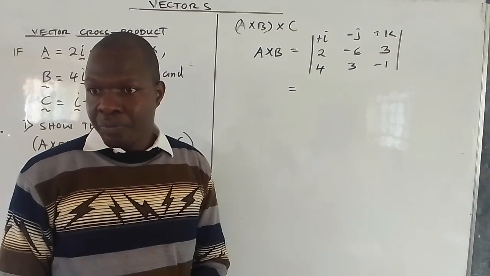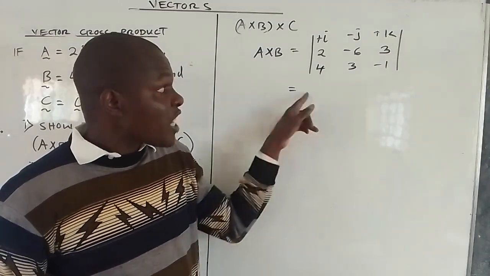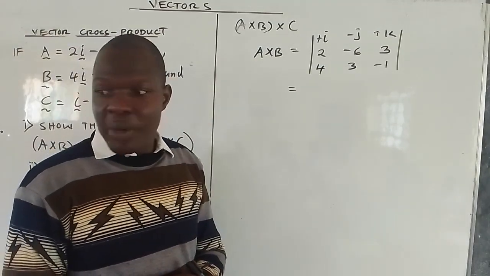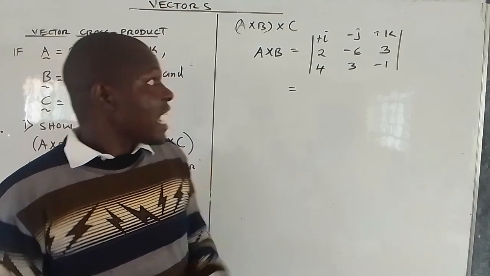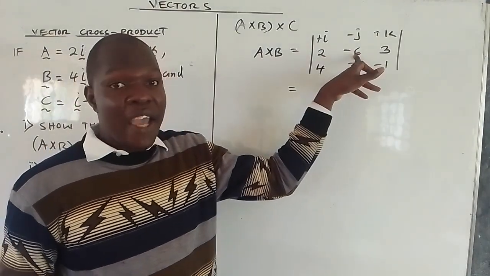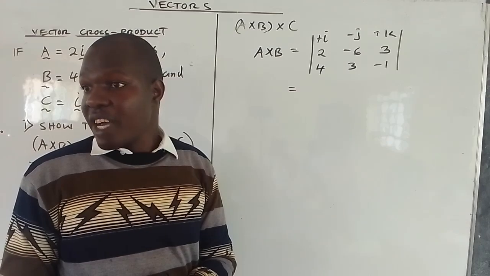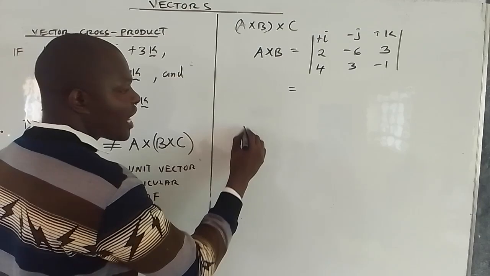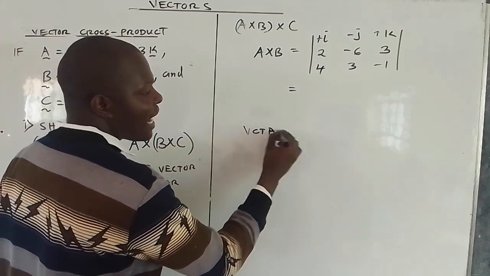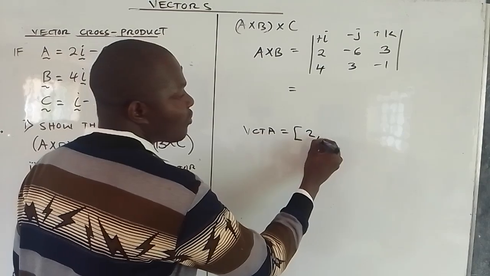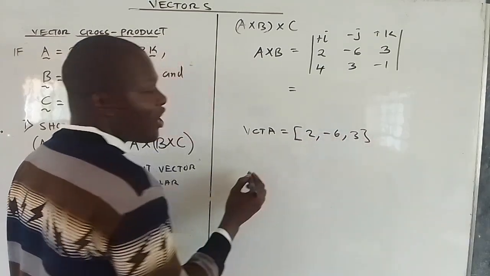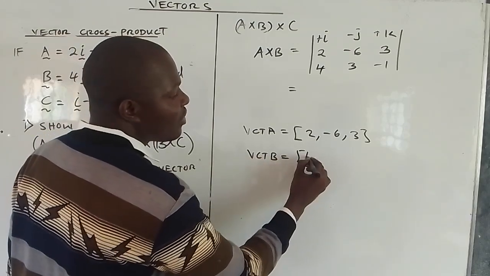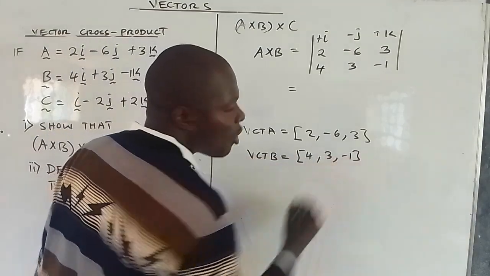Are we together? Those who have the calculator, I expect you to give me the answer, because you simply go to the calculator and you key in vector A. So vector A, you put your x of A, your y of A, and your z of A. Then key in vector B. When you select vector A, you are going to have the bracket of 2, -6, 3. Then you press the AC button to minimize. Then you press vector B. Then you key in the values of B, that is 4, 3, -1.